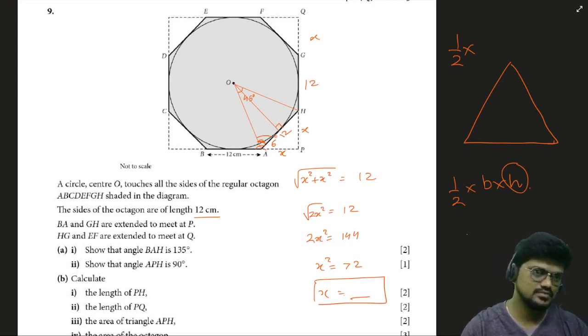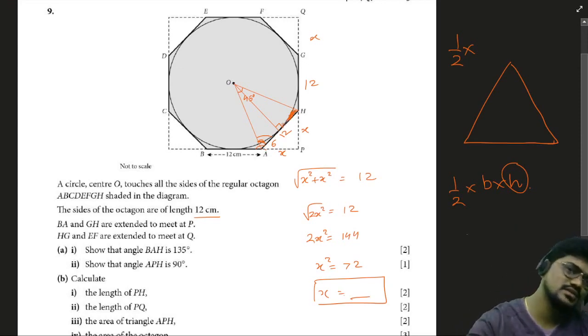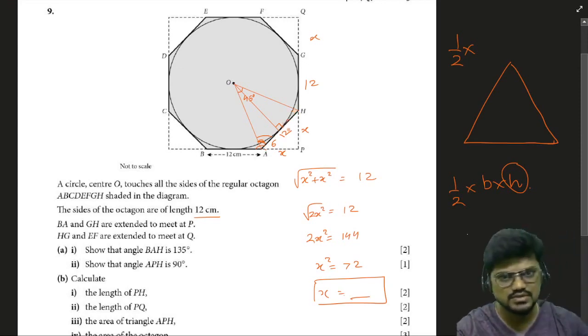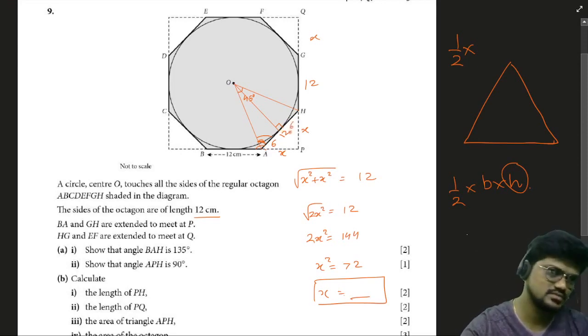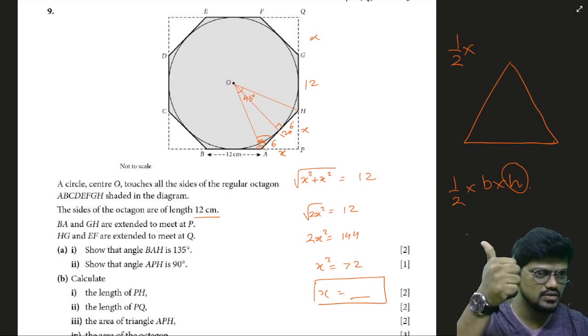Sir, but then what about this? Which one? That is also 6. Means which part? You are saying this part. No, the line. How will that be 6? Yeah, this will also be 6. Oh, okay. You got it? How to find the radius of the circle? Both of you, understood? Yes, sir.